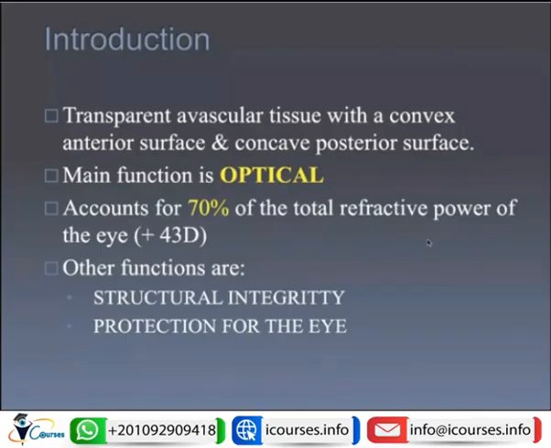So this is one of the main refractive media of the eye. We have two refractive media of the eye. The first one, which is the cornea, is responsible for 70% of the total refractive power of the eye, while the remaining 30% is the responsibility of another structure. Do you know what this structure is?